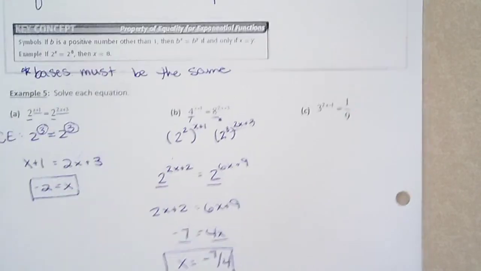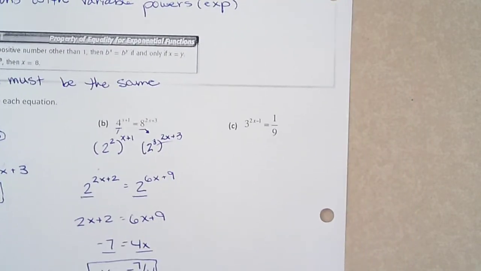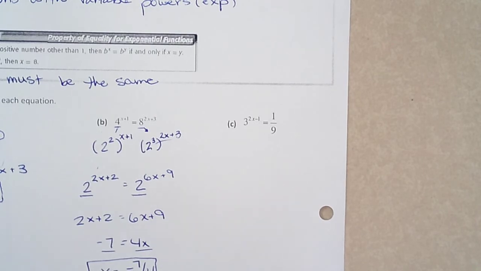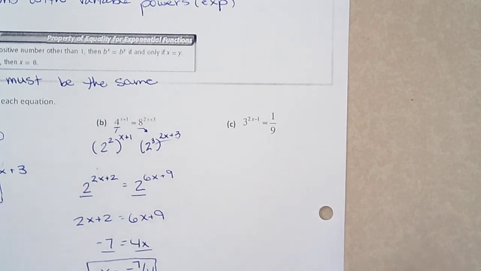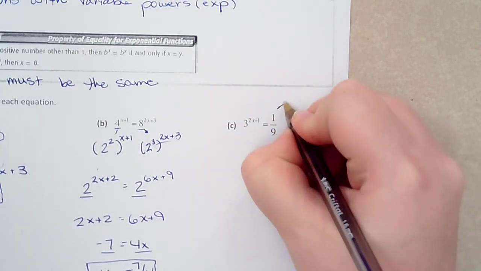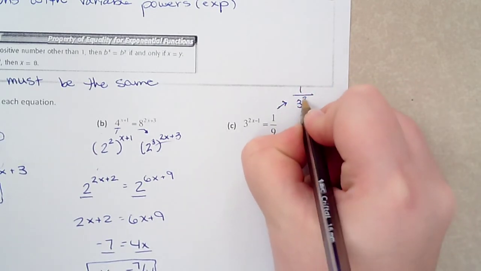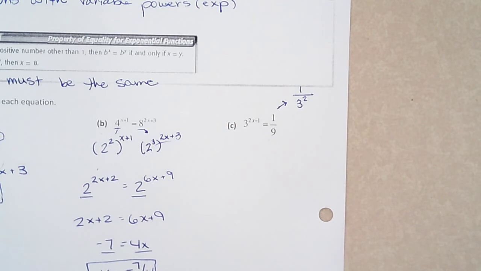For example, this next one. This one doesn't even really have a base. It just has a fraction on the right side. But let's think of some ways that we could write 1/9. One way that I immediately think of is, why not 1 divided by 3 squared?